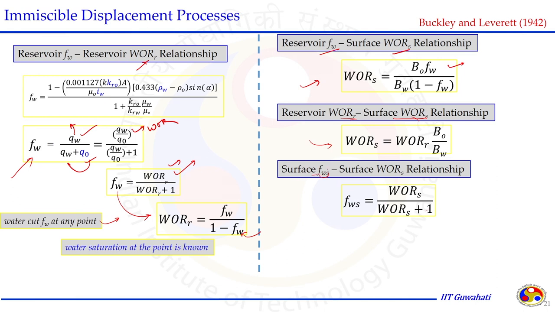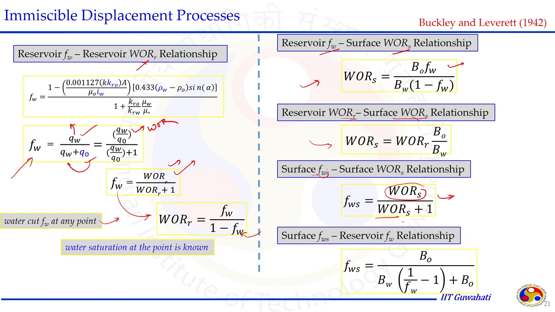FWS is actually the fractional flow measured at the surface, and that will be the ratio of WORS, measured at the surface, divided by WOR measured at the surface plus 1. So this expression in a different form can be adjusted by simply using the volume formation factor and the flow rate at the reservoir condition and flow rate at the surface condition. We can establish the relationship for different parameters.